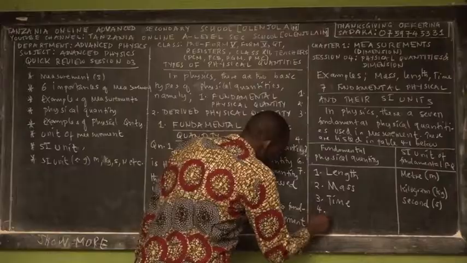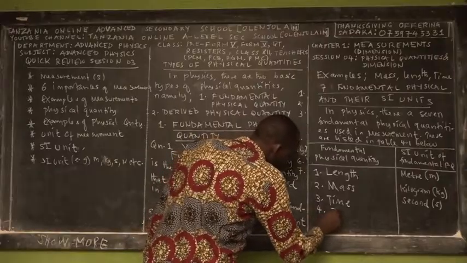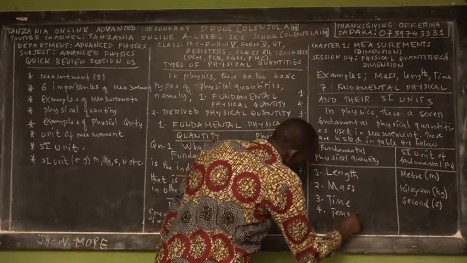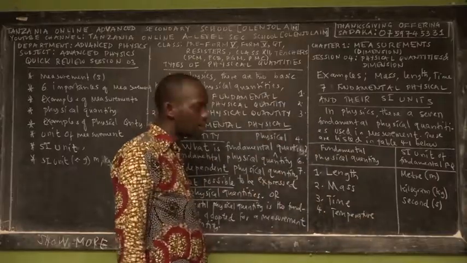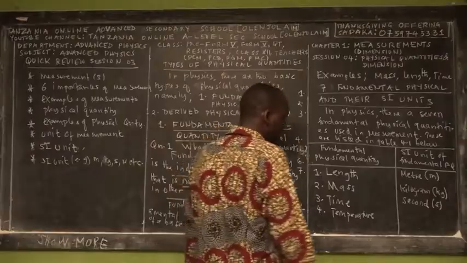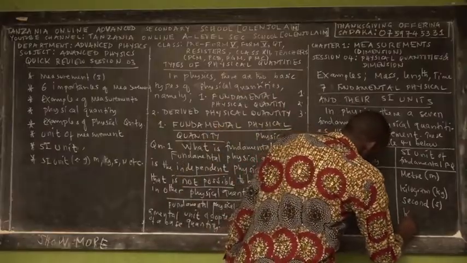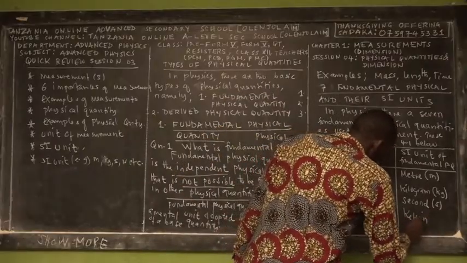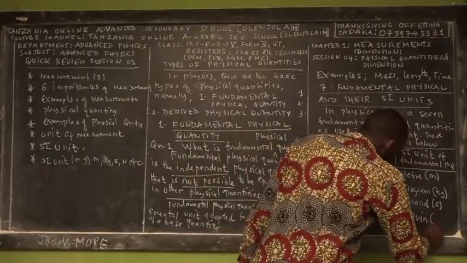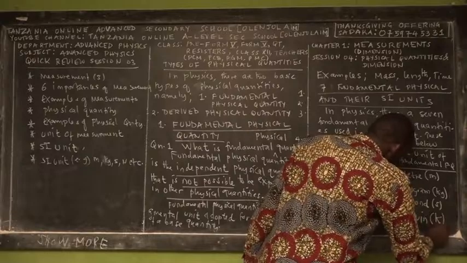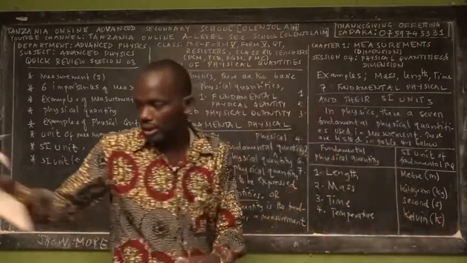The fourth fundamental physical quantity is temperature. Possibly this is new, we didn't teach you in form, but we are teaching it right now in A level. The SI unit of temperature is not centigrade, it's not Fahrenheit, it's Kelvin, and the symbol is capital K. Wonderful.